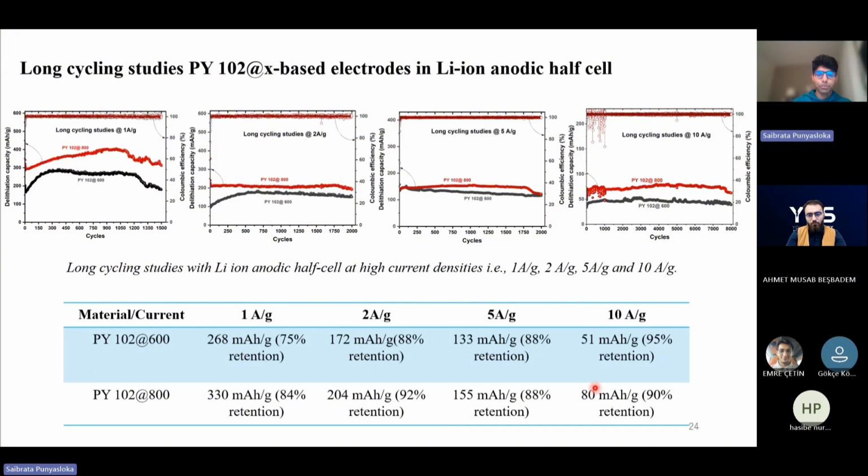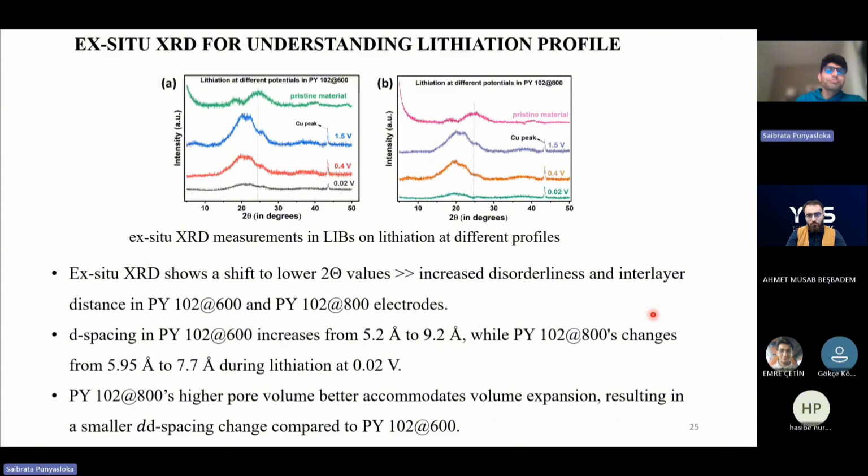Like in every case, if you see 1, 2, 5, and 10 ampere per gram, I went up to that, and this was pretty fascinating for me. And one more fascinating thing was the ex situ XRD studies. So if you look into this d-spacing, you do a normal study, like you stop at 1.5, 0.4, and 0.02 volts. You just stop the battery after lithiation at that potential, and you just take it out and you study your XRD.